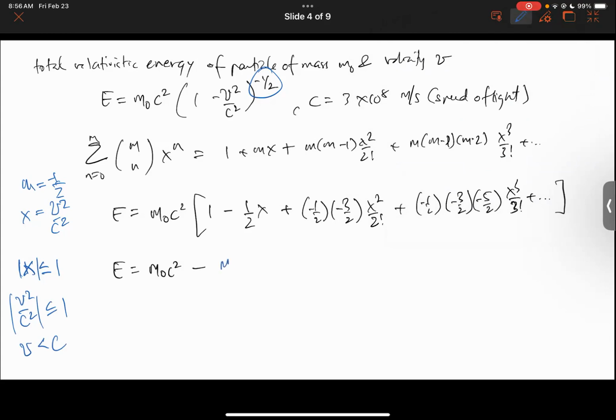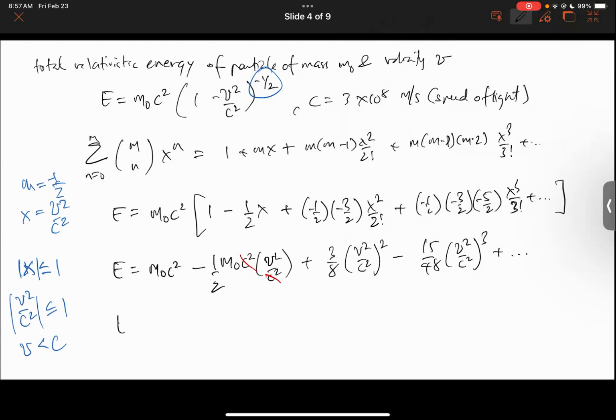Okay, m naught c squared, minus m naught c squared times v squared over c squared, and then plus 1 times 3 divided by 8, diba? 3/8 times v squared over c squared, squared, minus 15 over 2 times 2 times 2 is 8 times 6 is 48. So 15 over 48 times v squared over c squared, cubed, and so on and so forth. Okay, so ito yung ating expansion. Of course, itong term na ito, c squared cancels each other out, and syempre nakalimutan ko yung 1/2, so dapat may 1/2 dyan.